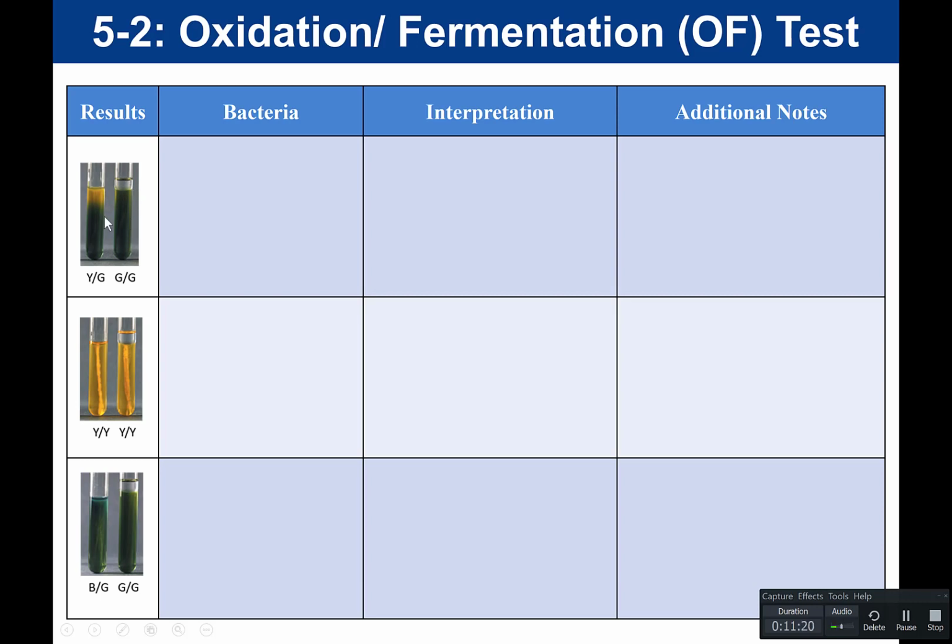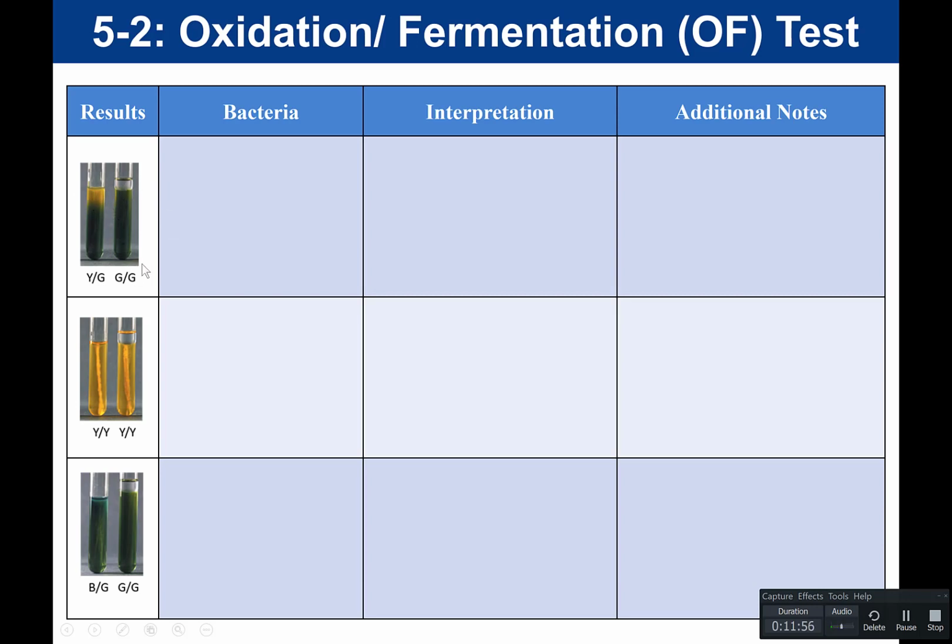So remember, what do those colors tell us? The answer is that yellow tells us acidic, right? Meaning that the pH is low. Green means that it's neutral. Remember that these tubes started out green. So in this tube, which is our aerobic tube, notice we have yellow at the top, which tells us that this is positive for oxidation. So in this case, our bacteria was able to oxidize the sugar.